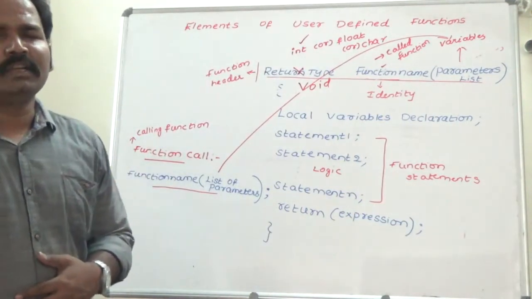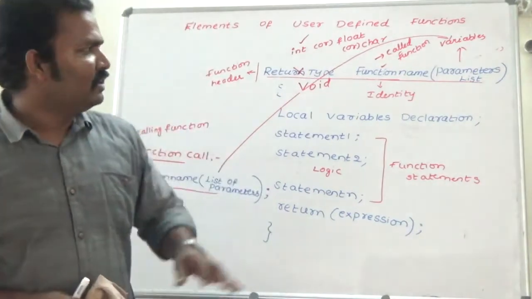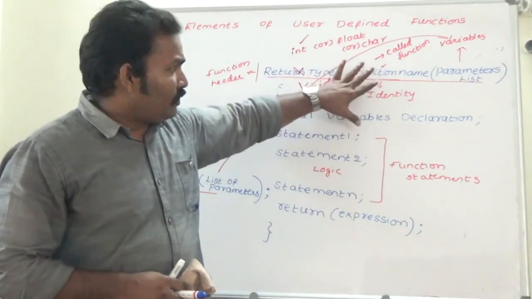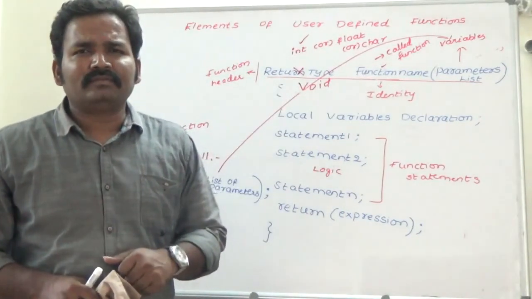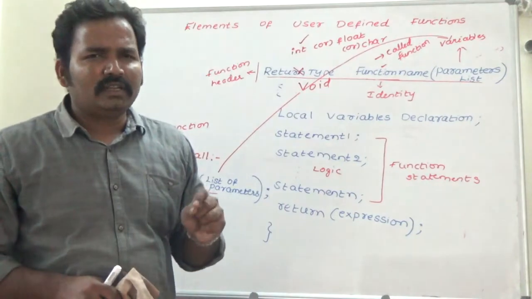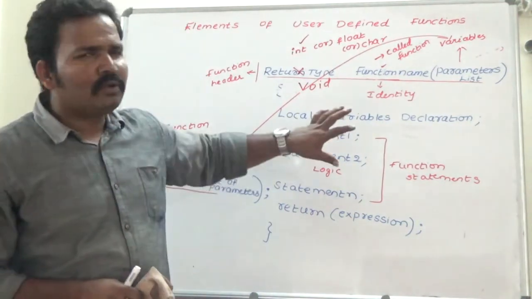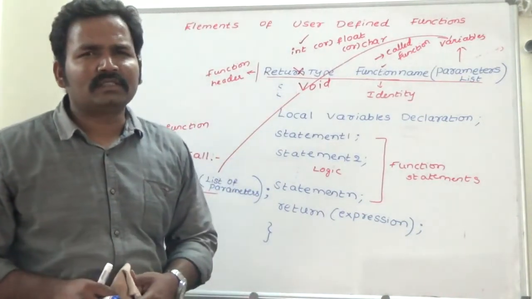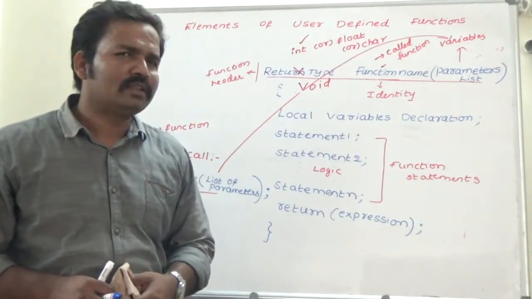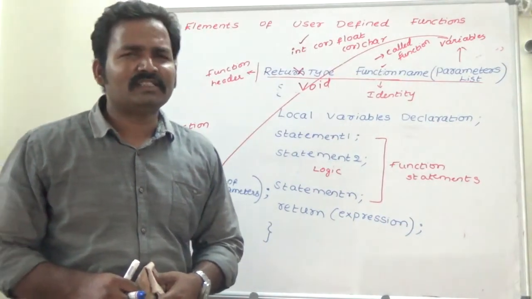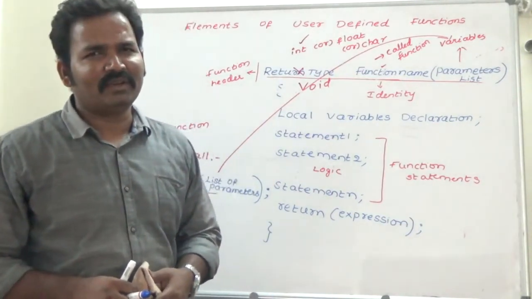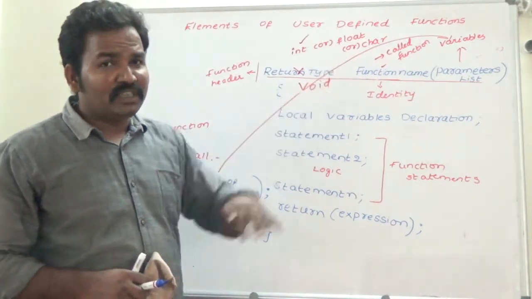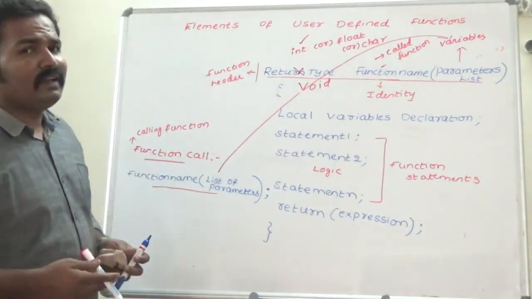Next element is what? Last element, function declaration. Here we should remember one pointer. In C language, a function must be declared before it is used in a program, same as variables. Variables must be declared before they are used in a program, otherwise the compiler will give an error. Same as a function must be declared before it is used in a program. How to declare a function?